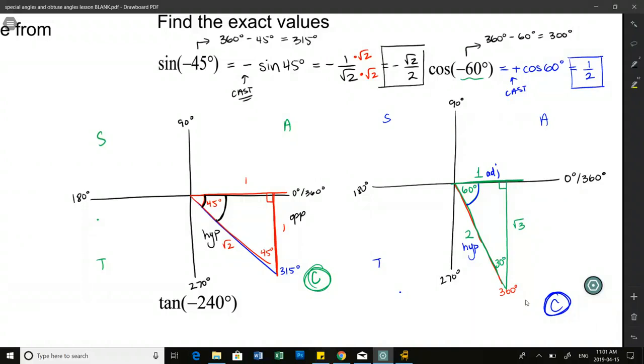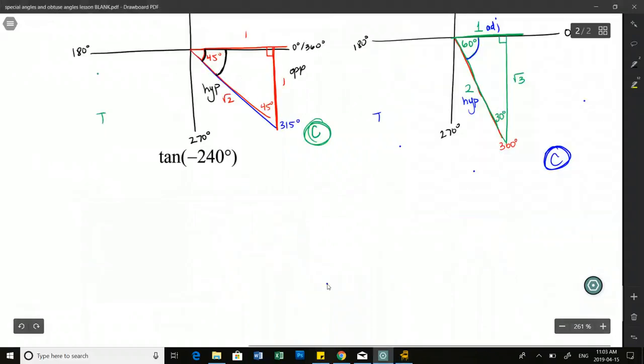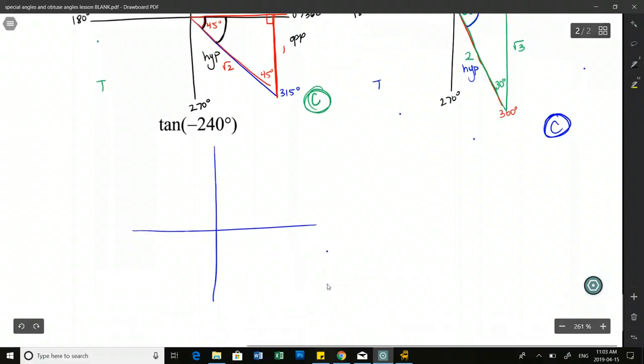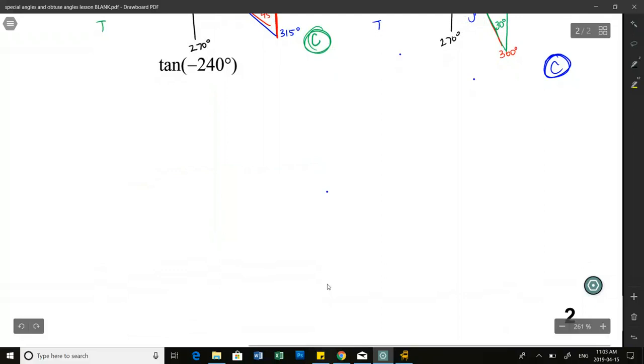Okay, why don't you guys try the last one and see what you can do with that. I'll give you a couple minutes and then I'll start writing up my solution there. Okay, the last one is the tan of negative 240. Okay, I'm going to start putting my answer up, but you guys don't have to look just yet if you're not finished. Keep going with what you're working on.